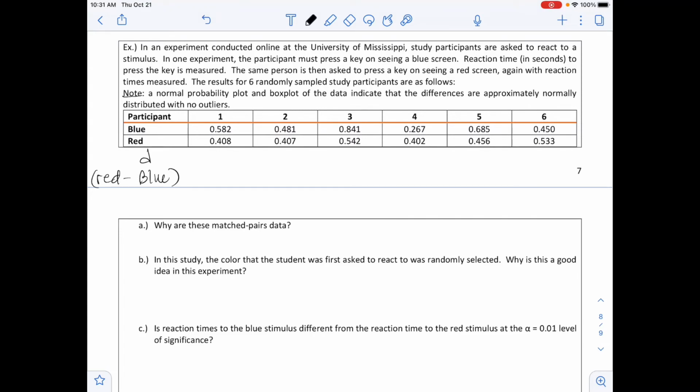And so when doing that, red, which is 0.408, minus blue, which is 0.582, we get negative 0.174. For the next one, 0.407 minus 0.481, it's going to be negative 0.074. Likewise, filling in these differences for the other participants.